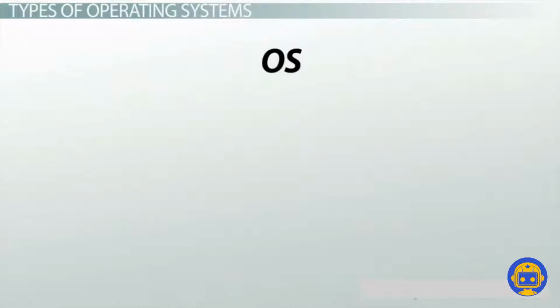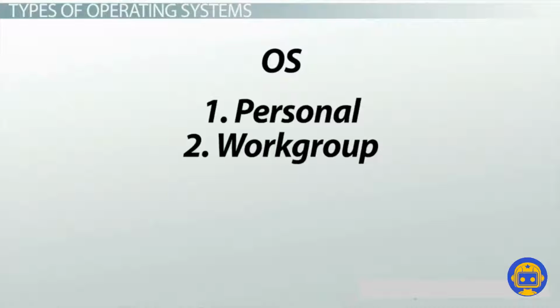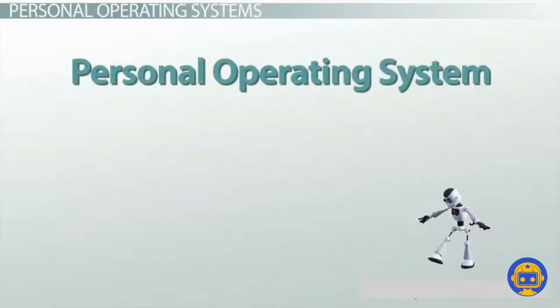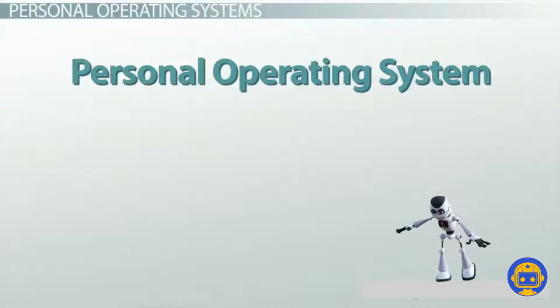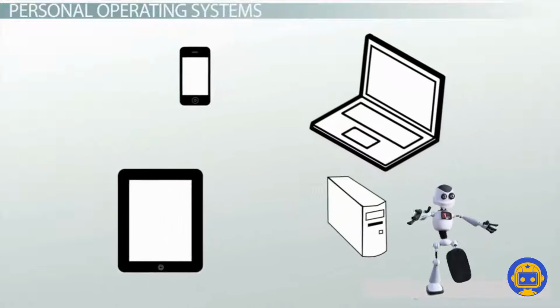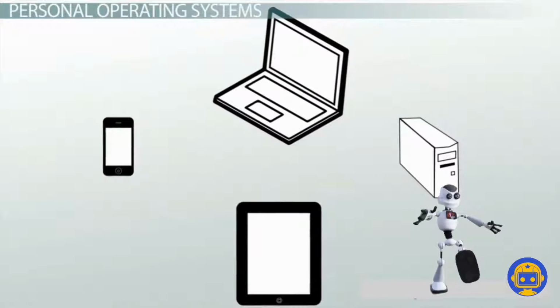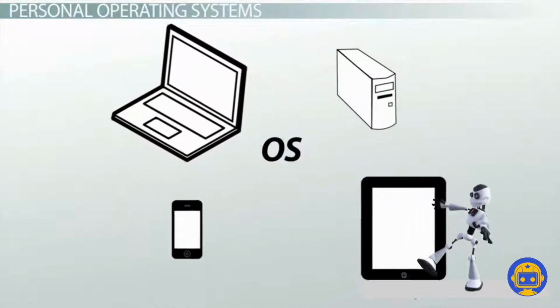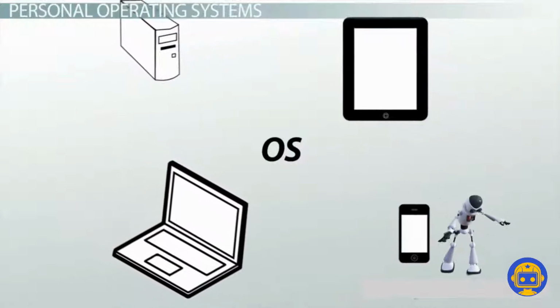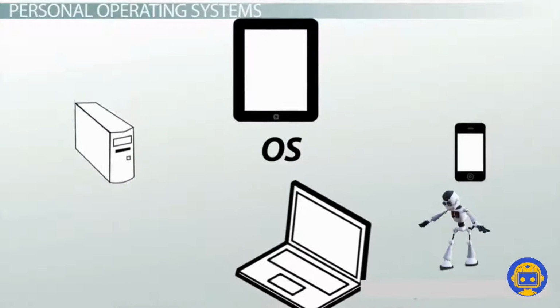Categories of operating systems: personal, workgroup, and enterprise. Each has its own unique characteristics. A personal operating system is used on an individual computing device that can run without being part of a network. While these devices may be connected, they don't have to be in order to run.